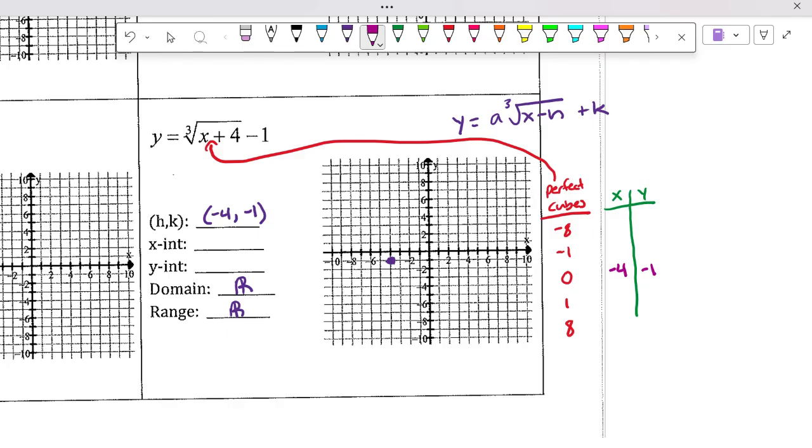All right. Now, for the others, what number could I put in for x that would give me -8? -12. So if I evaluate that, -12 plus 4, that's -8. What's the cube root of -8? Not 2, but -2. Remember, perfect cubes, they can be negative. All right. You will get a real number out of it. And what's -2 minus 1? -3.